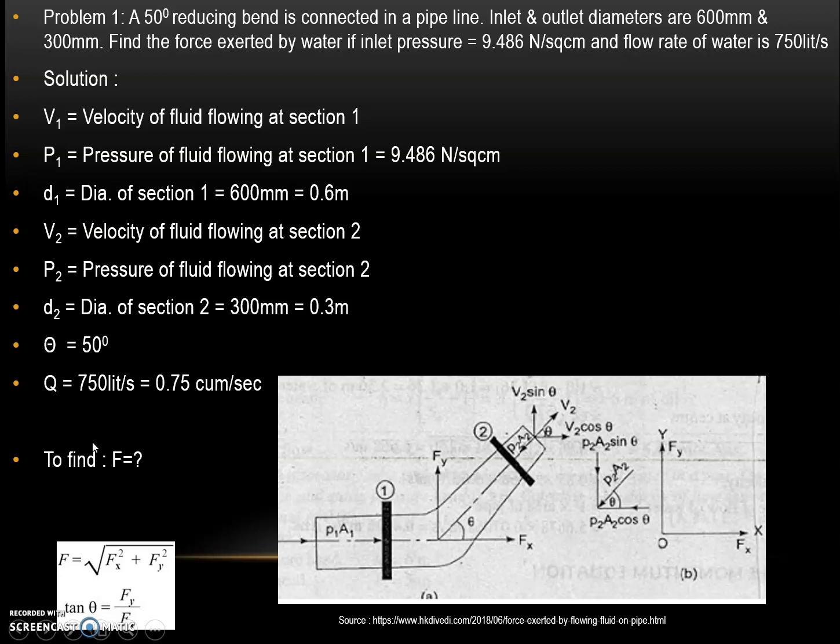We need to find out what is F. So the force exerted by the liquid, that is water, on this pipe bend is equal to the square root of Fx square plus Fy square. We need to find out what is Fx, what is Fy and substitute in the formula to find the value of the resultant force F.